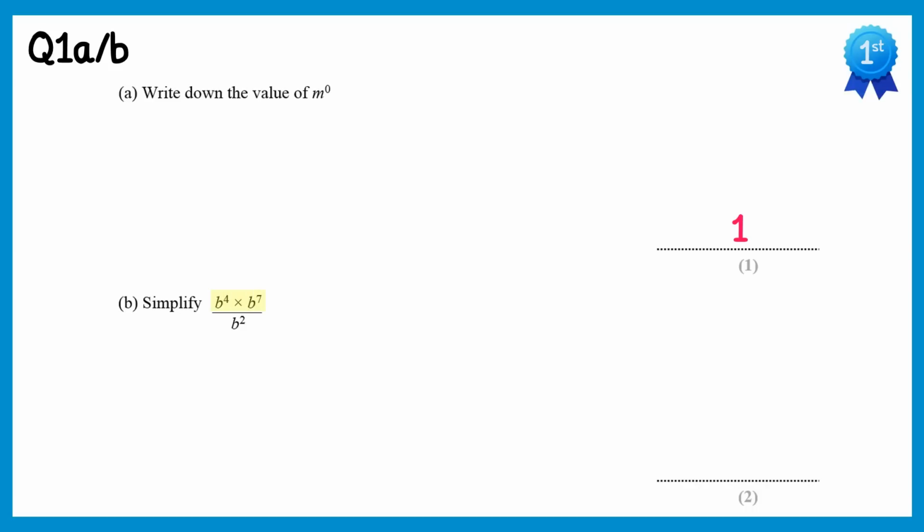7. When you multiply these, you add the powers, so we'll do 4 add 7, which is 11, so b to the power 11, and then we're going to divide that by b squared. When you divide, you subtract the powers, so 11 take 2 is 9, so the answer to this is b to the power 9.